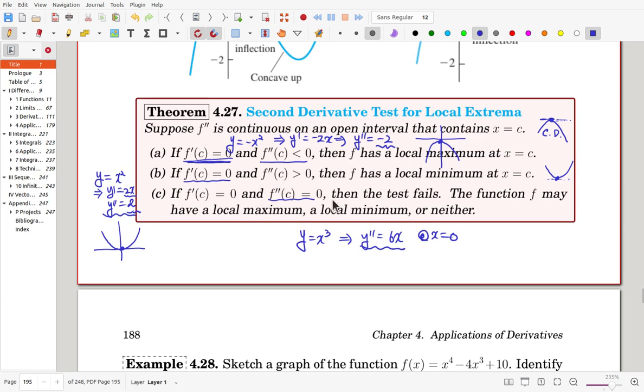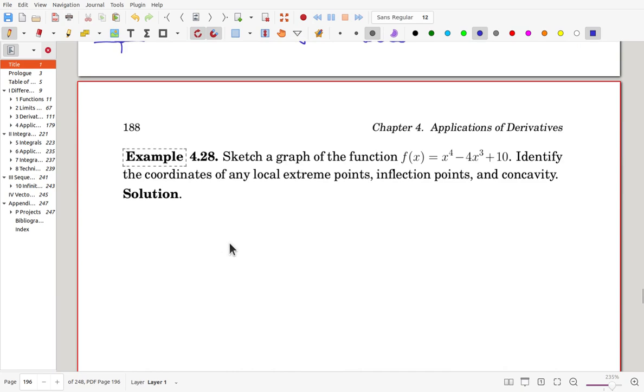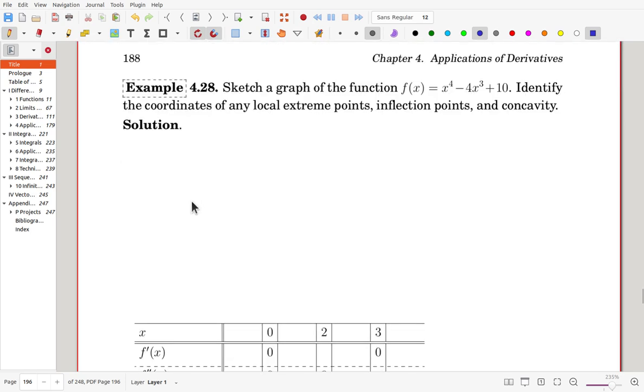Sometimes when f double prime is 0, it's not easy to find the local extrema. Okay, now we try to sketch the graph of the given function, and we'll try to identify the local extreme points, the inflection points, and concavity.